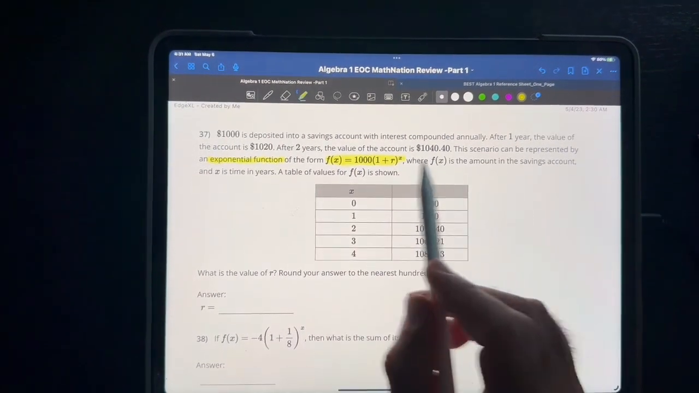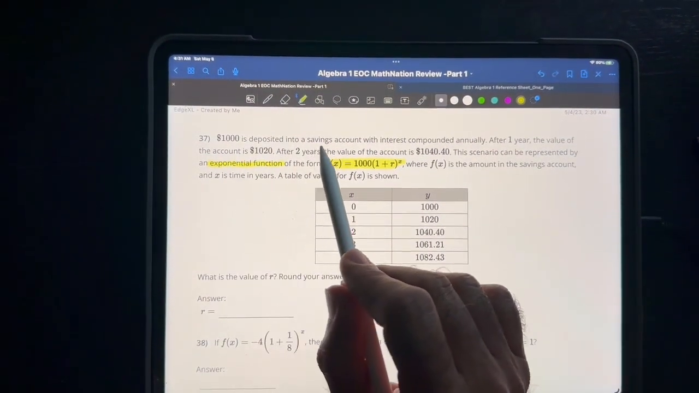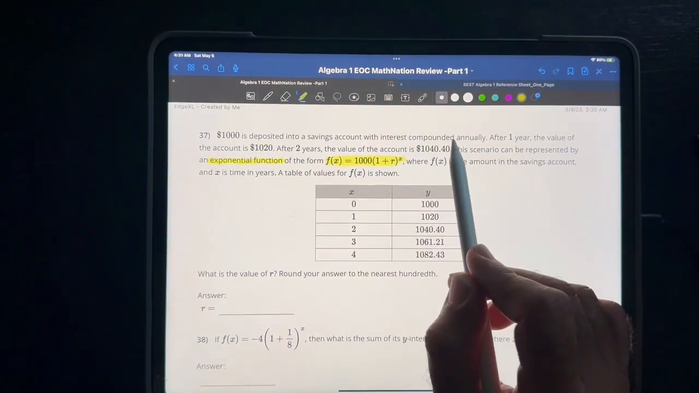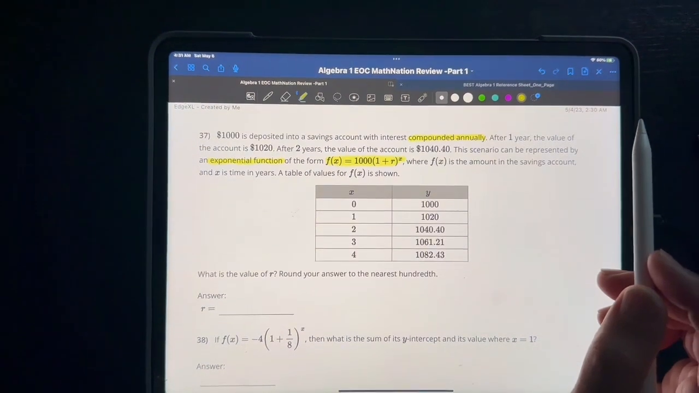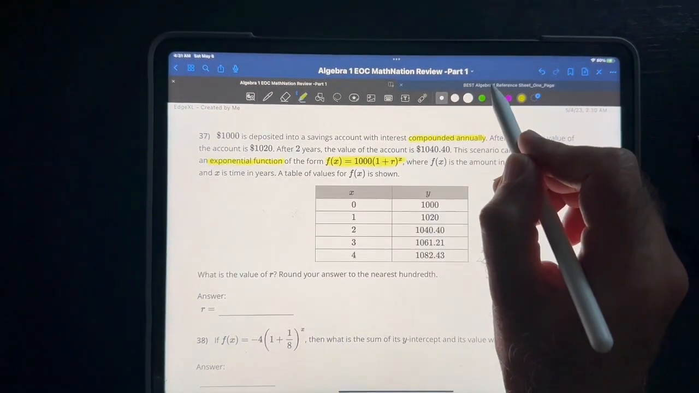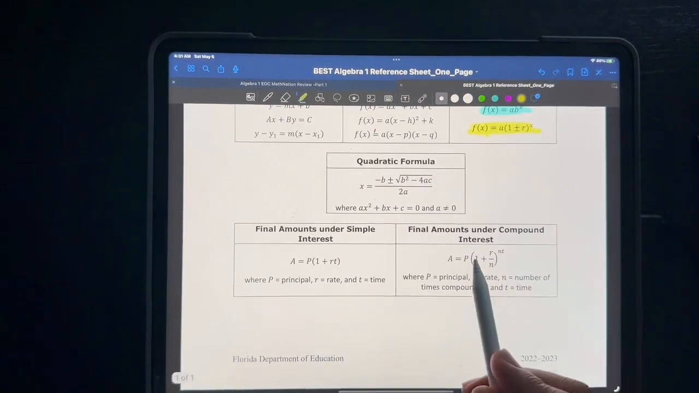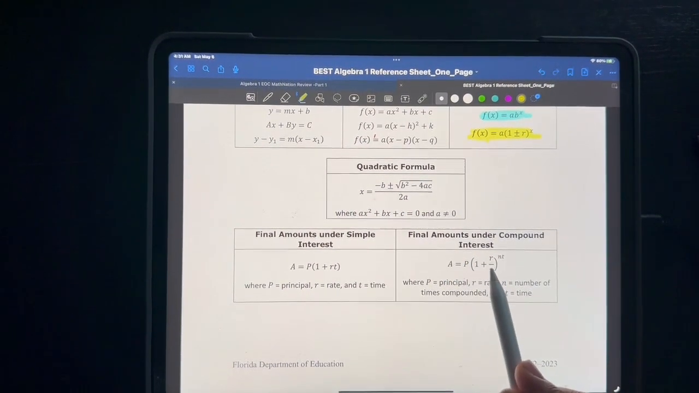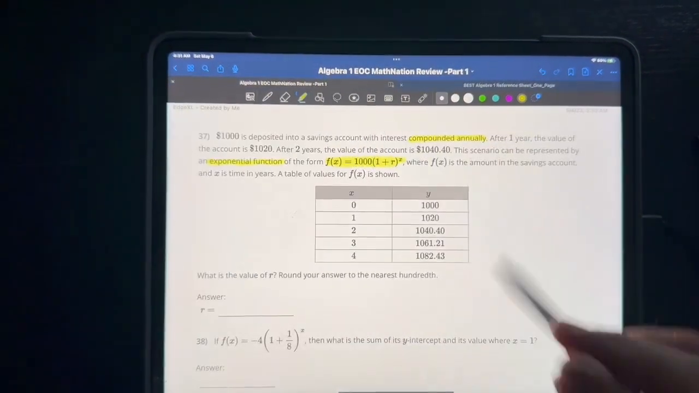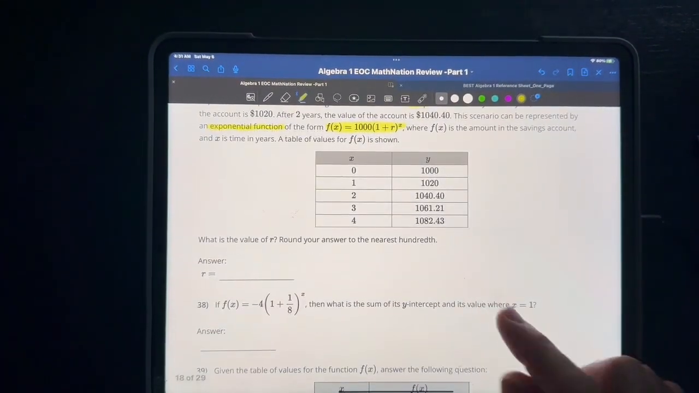So let's read it. $1,000 is deposited in a savings account with interest compounded annually. Boom, this is compound interest. Let me go back to this here. So this is actually boom. Now this, it depends which formula you use. Let's go back.